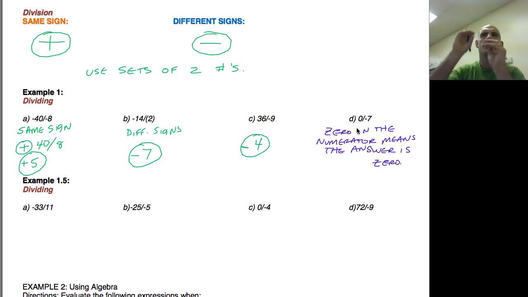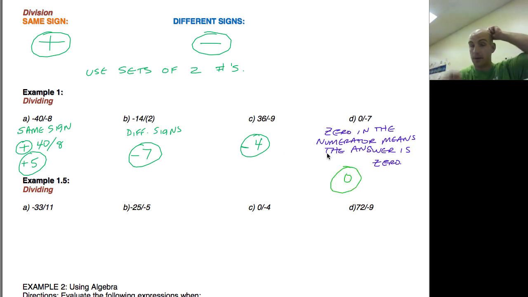0. So the numerator is how many you have. The bottom is how many groups you divide it into. So if you have 0 of an object, you can't divide them into any amount of groups. And so 0 in the numerator is always 0. So my answer here is going to be 0, regardless of sign. Because remember, 0 is not positive or negative.